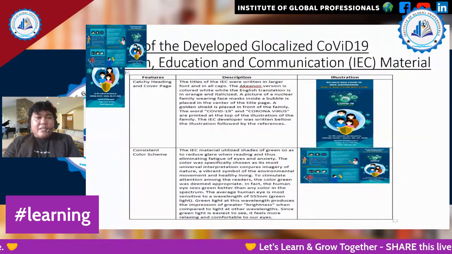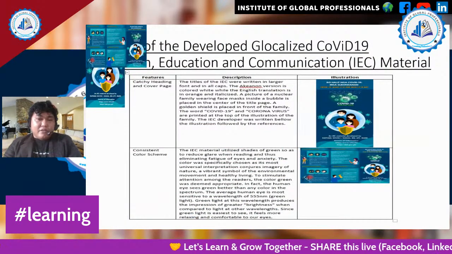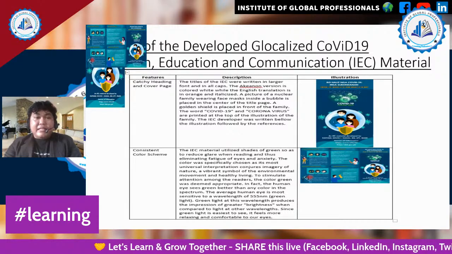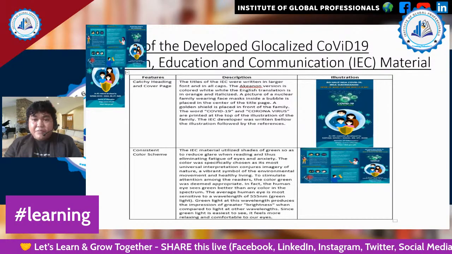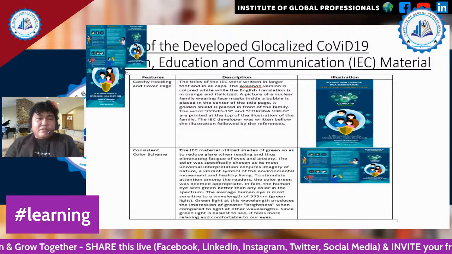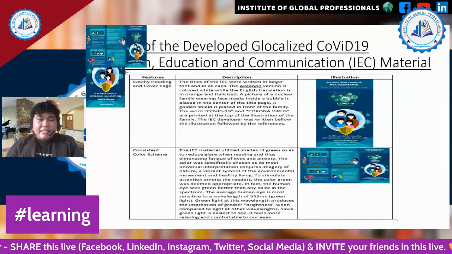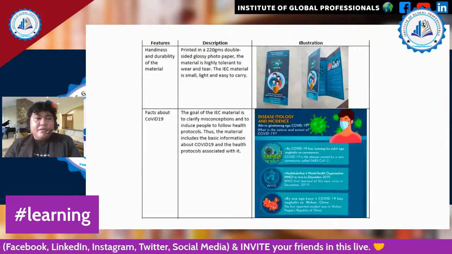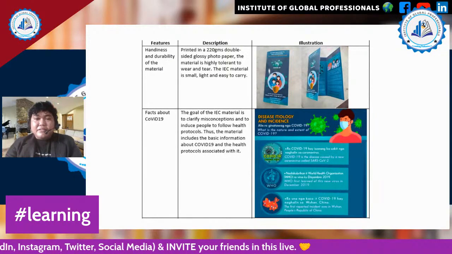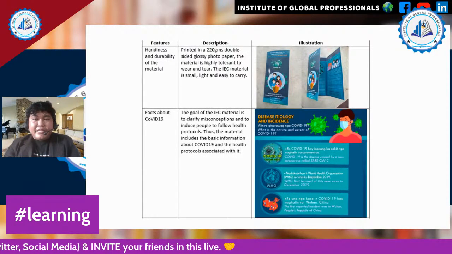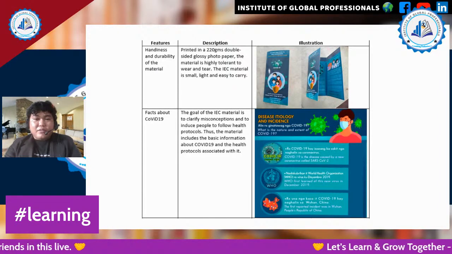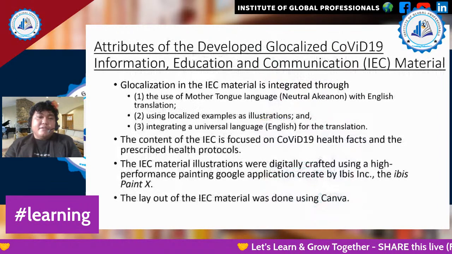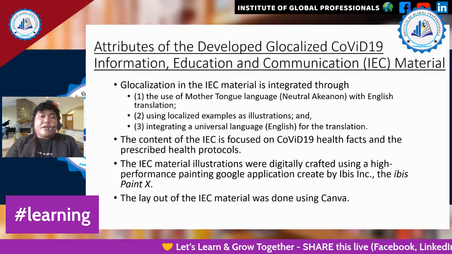Now, here are some of the features of the developed localized COVID 19 information, education, and communication material. So the catchy heading, the consistent color scheme, the handiness. So here on the first box, you can actually see the actual material itself. And there's a lot more to see there.